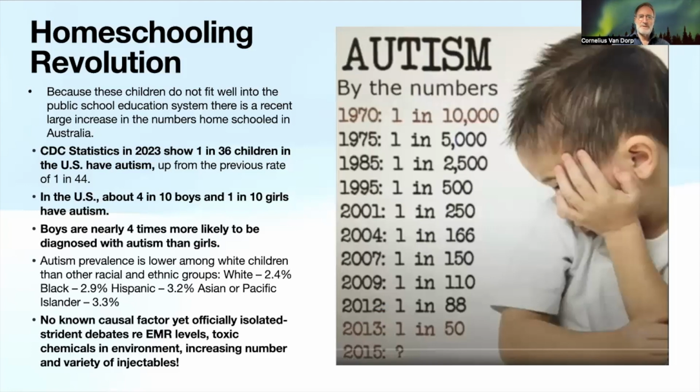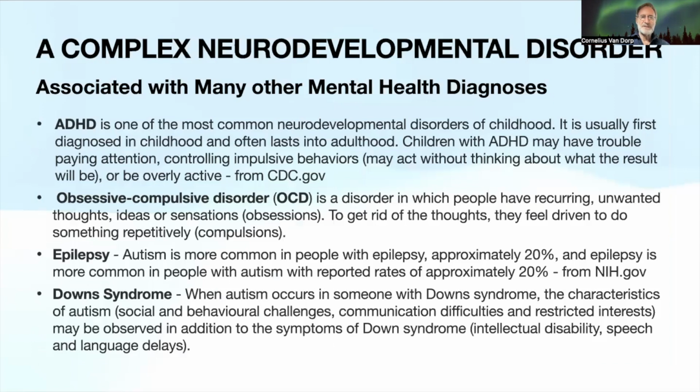And so we see over here on the left, CDC statistics in 2023 show 1 in 36 children in the USA have autism. And that's about 4 in 10 boys and 1 in 10 girls. Boys are nearly 4 times more likely to be diagnosed. No known causal factor, but lots of debates about lots of different things.